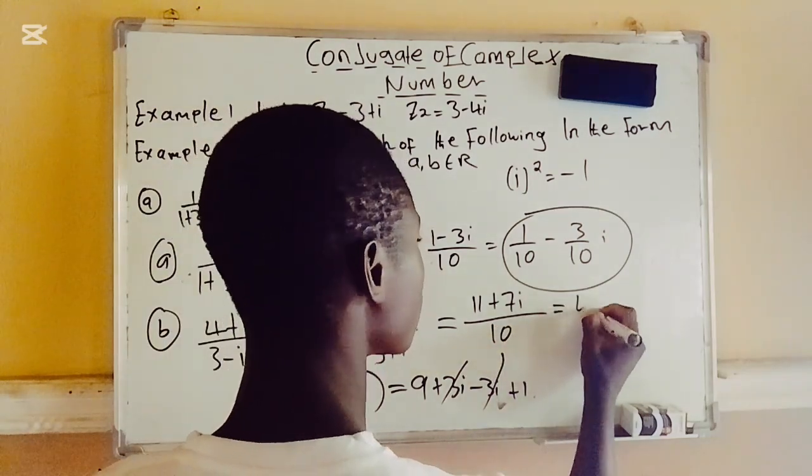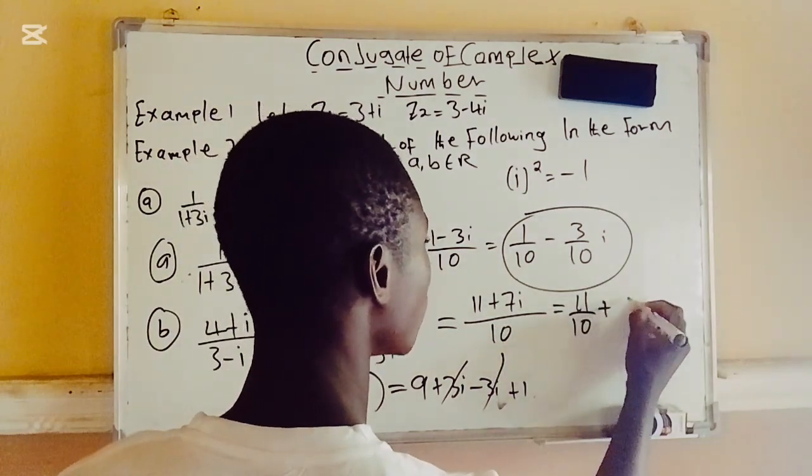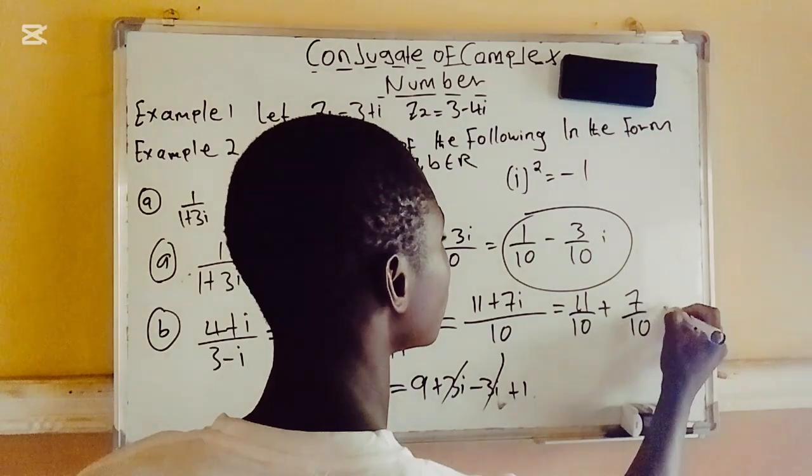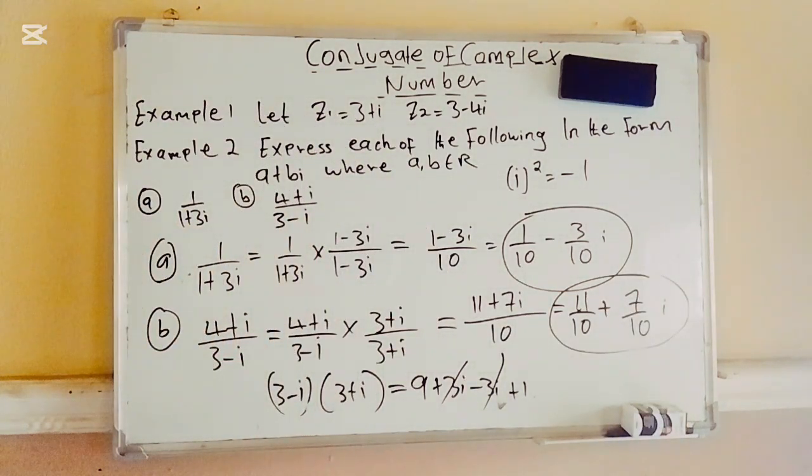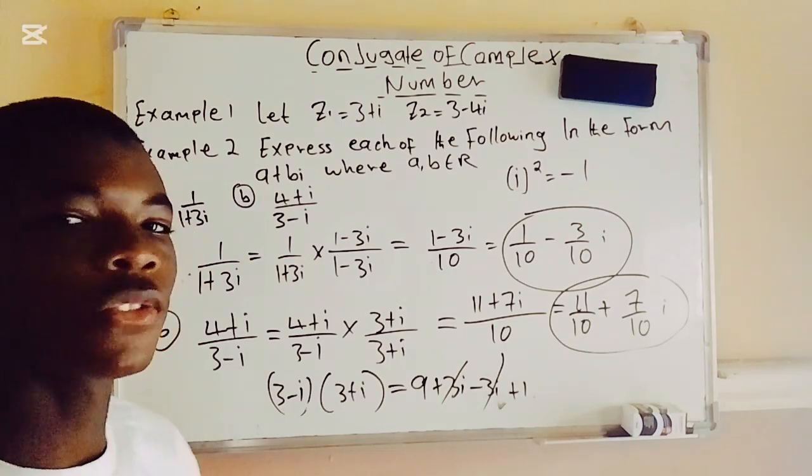So it will be equal to 11 divided by 10 plus 7 divided by 10 i. So this is the solution of this second question. So this is all I have for you for the conjugate of complex number.